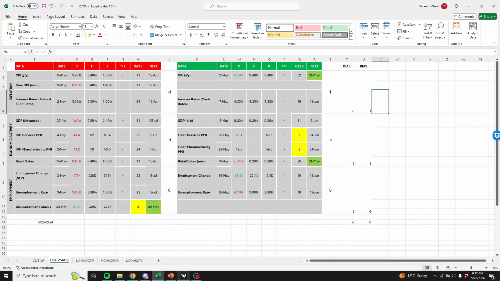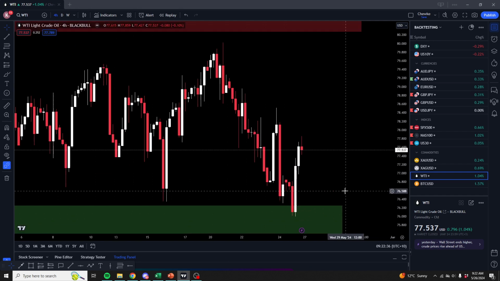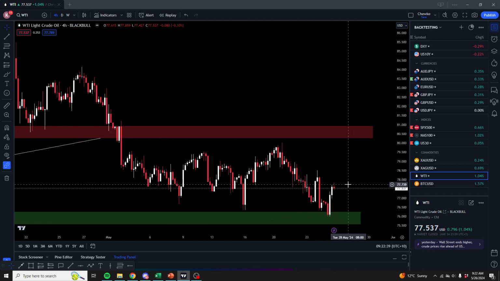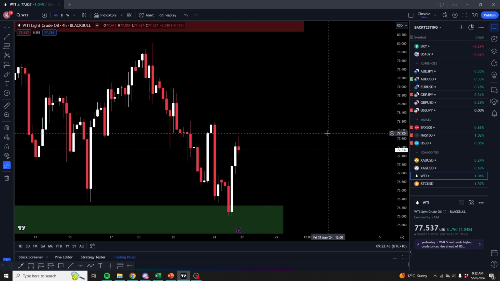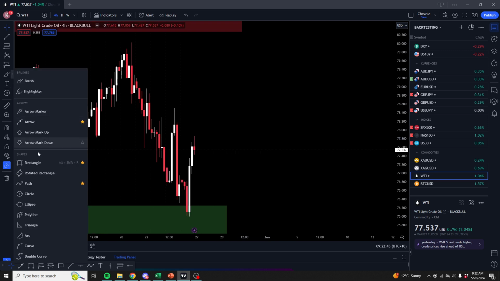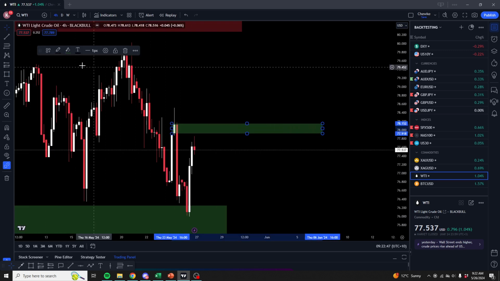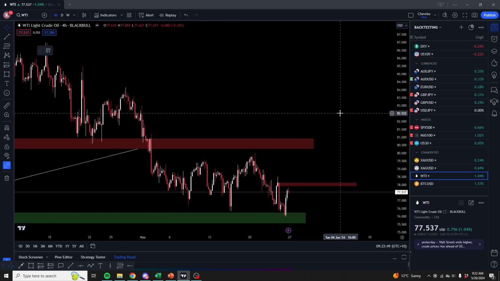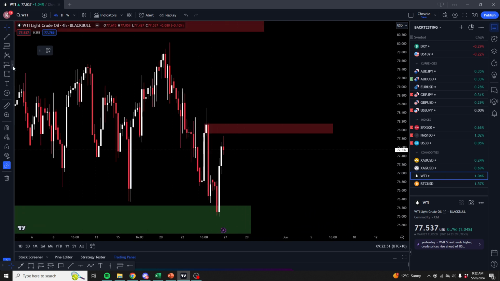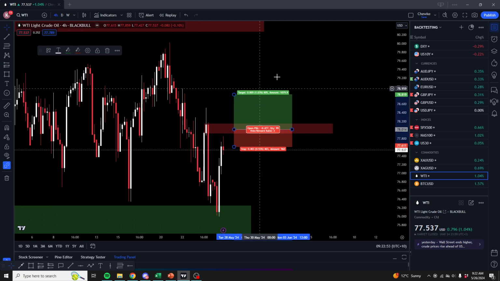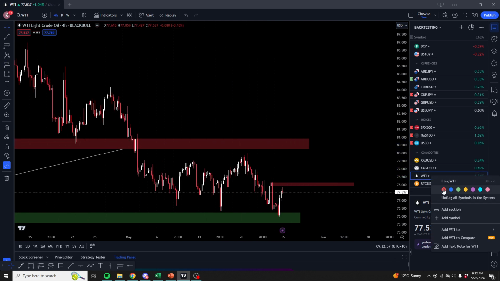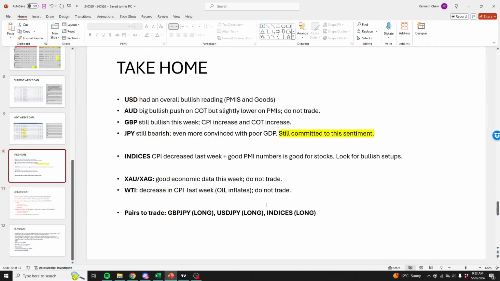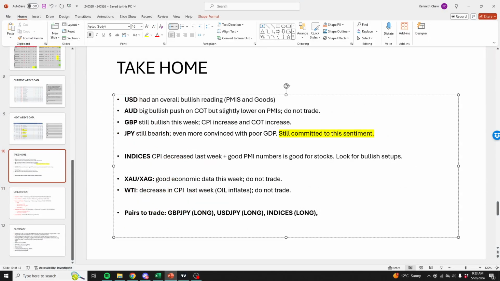Yeah, I could actually have a look at oil potentially, but what I probably want to see off oil is a break of this resistance here, and get a break off that resistance, have it come back, and put a stop under there. Potential. Let's pop in oil.